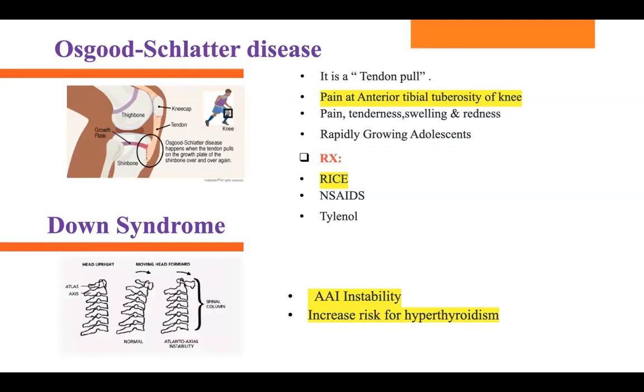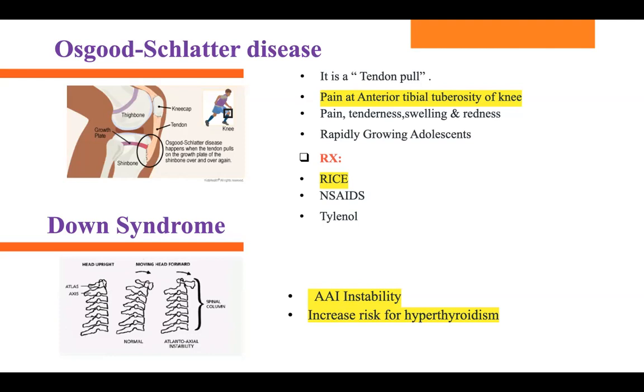A 16, 17-year-old playing sport activity, okay? They have this pain at the, this is your clue, anterior tibial tuberosity of the knee. See this picture? Kneecap, then connected the tendon. The tendon is pulling, okay, on that growth plate. That's why wherever they have the circle right here, they're going to have pain, redness, swelling up, okay. That is Osgood-Schlatter disease. Choice of treatment is RICE.